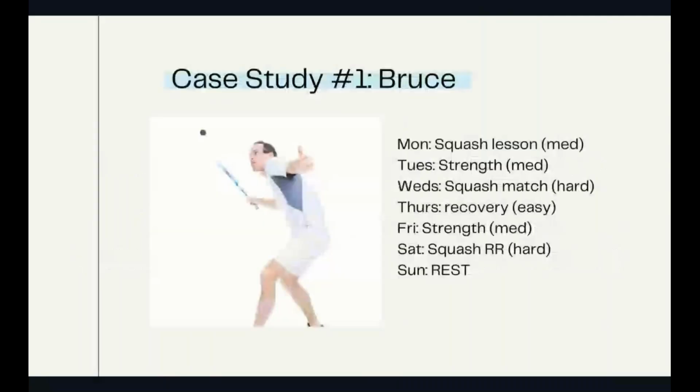So we've established that Bruce is on court 3 times a week. So let's say that he has a lesson, which is a medium intensity on Monday, a medium to hard intensity match on Wednesday, and on Saturday he has a round robin which is tough because it's an hour and a half. Okay, so remember, we are looking at both intensity and duration when determining the overall load here. Okay, so 45 minutes is different than an hour and a half, right?